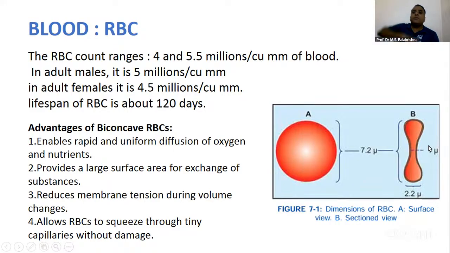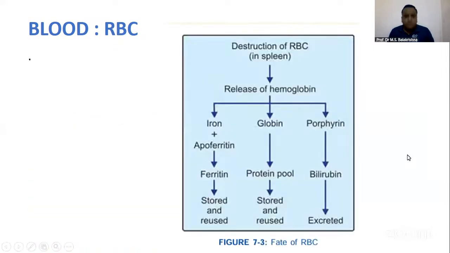Then it provides a large surface area for exchange of substances. Then it reduces the membrane tension, and RBCs can squeeze through tiny capillaries without damage. So this is extremely important. And the diameter is 7.2 microns, and at the biconcave, the thinnest area, it is 1 micron. So these are all high-yielding facts. This comes as MCQs, so do not forget that.